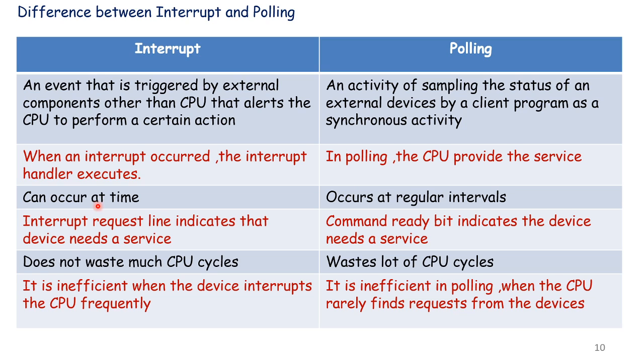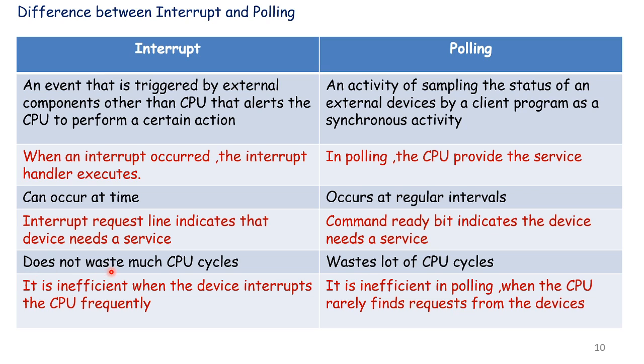Interrupt can occur at any time. Polling occurs at regular intervals. The interrupt request line indicates the device needs service, whereas the polling command ready bit indicates the device needs service.